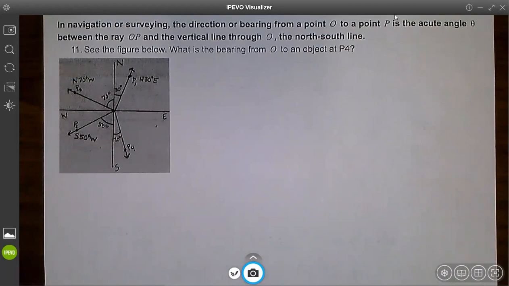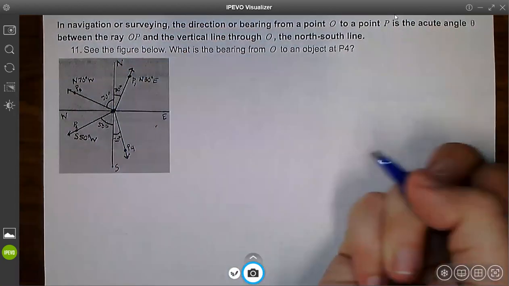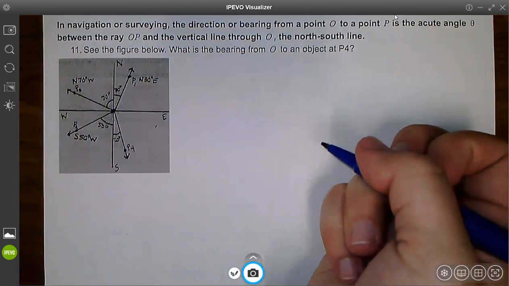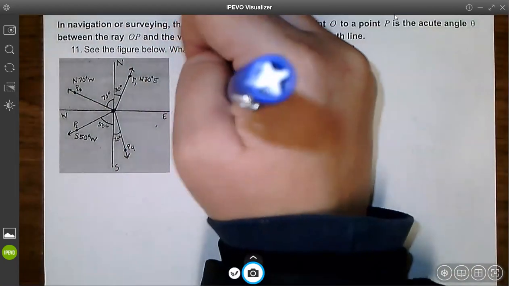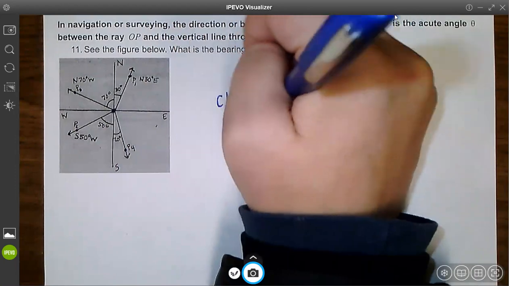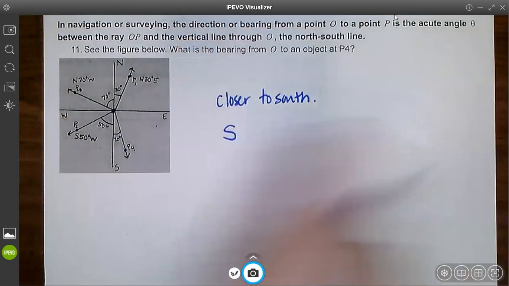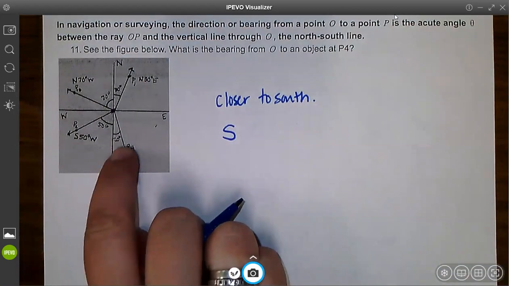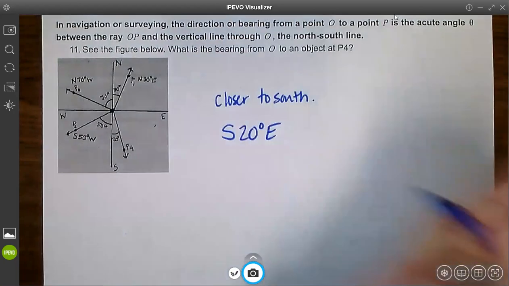What is the bearing from O to an object at P4? So if you look at O, which is your origin, and object at P4, what we have is how we're going to write this bearing because it's closer to south, right, than north. That means we're going to start south, and then we're 20 degrees to the east from south. So south 20 degrees east is P4.